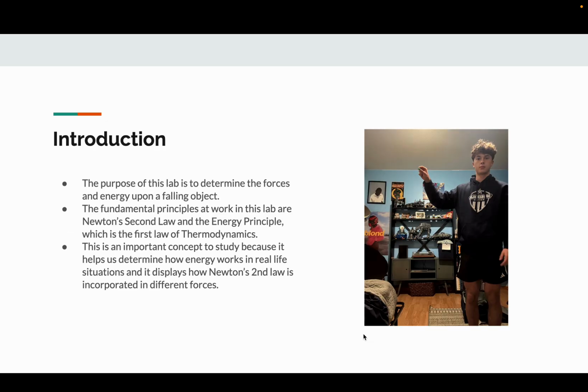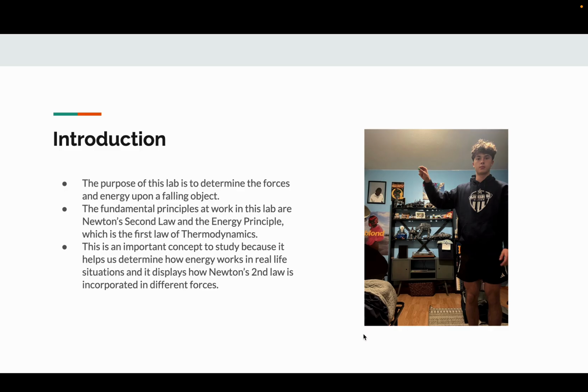Okay, so for a brief introduction of this lab, you get to choose to do anything as long as it relates to what we've learned in physics. So I chose to simply test the energy principle and Newton's second law just by dropping a die and tracking it using the tracker. You can see this shot photo of me. So we determine the forces and energy upon a falling object, which is the die.